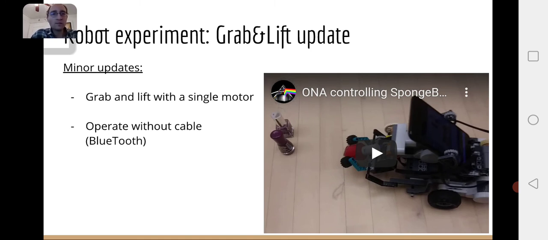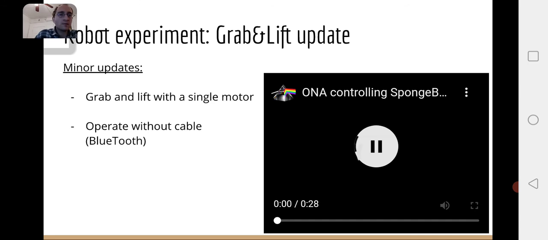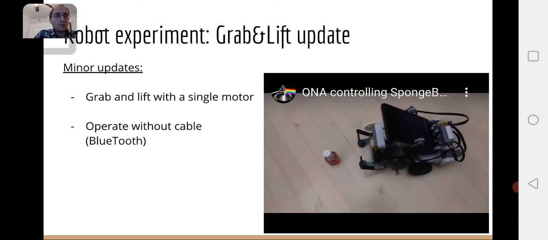But first we will see a small update on this, which is a grab and lift mechanism, so that it can actually lift up objects and do so with a single motor, and also to operate without a cable with Bluetooth. Just a short video which shows those new capabilities.